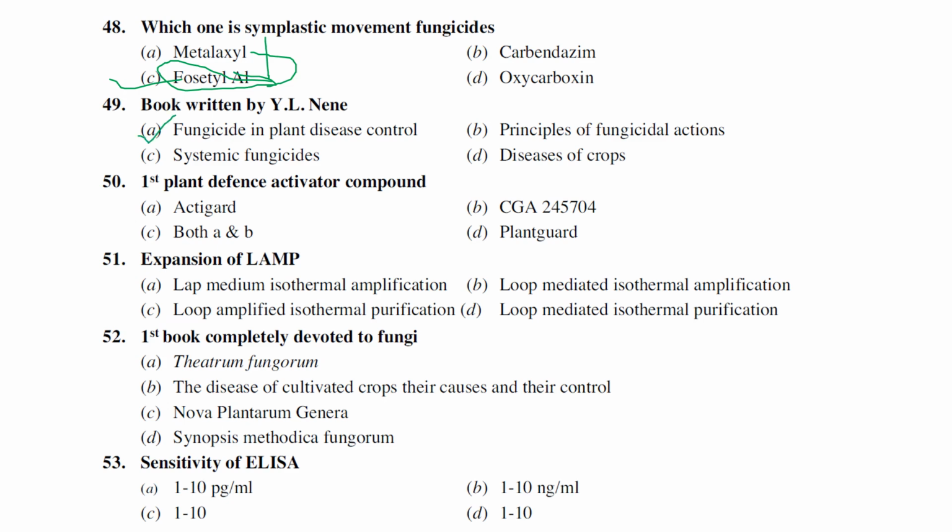First, plant defense activator: ActiGuard, CGF 245704, both A and B. ActiGuard and CGF 245704 both are the same only, so the answer is both A and B.